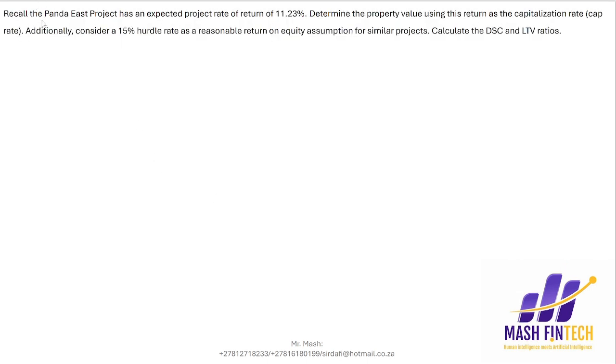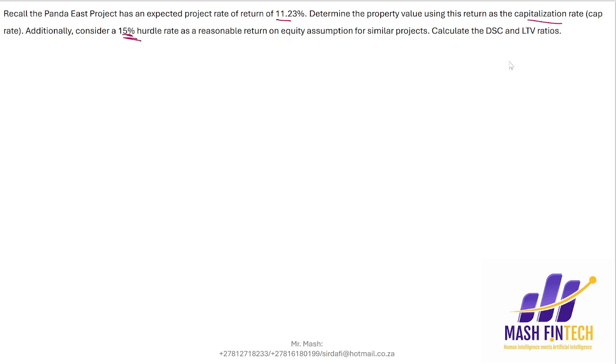Recall the Panda East project, which is the one we are still working on. Initially, when we calculated the expected project rate of return, we got 11.23%. What we want to do now is to determine the property value using this return, this 11.23, as the capitalization rate, the cap rate. Additionally, we are going to consider a 15% hurdle rate as a reasonable return on equity. So remember, we are going to consider this as a reasonable return on equity for similar projects.